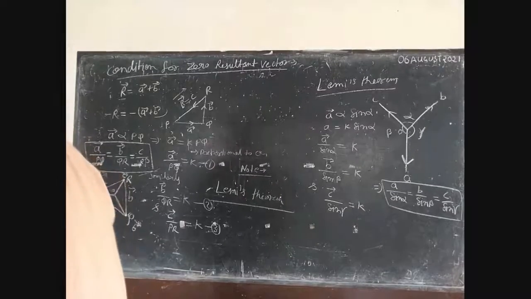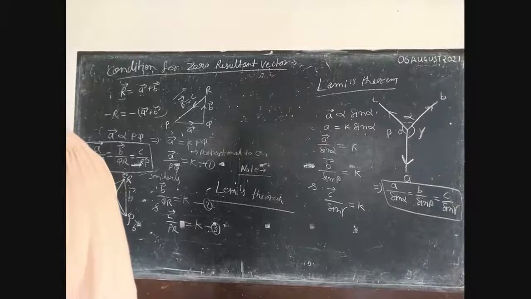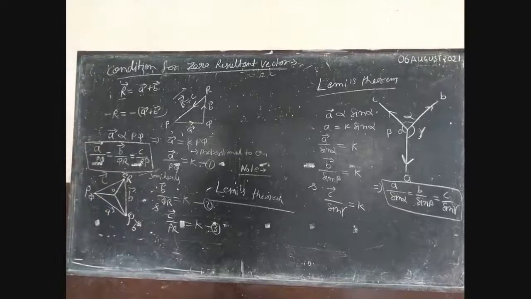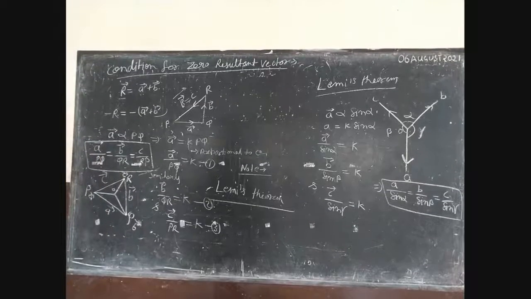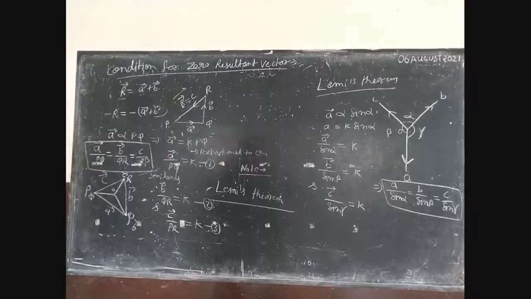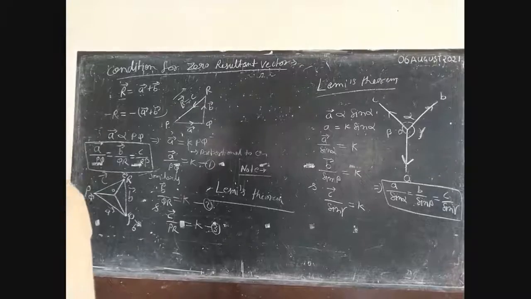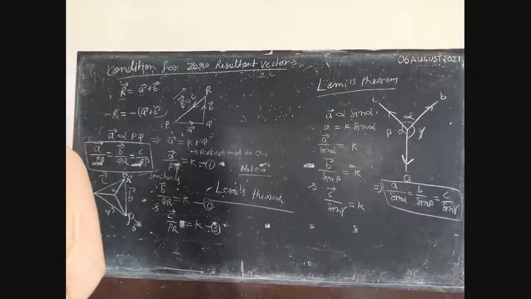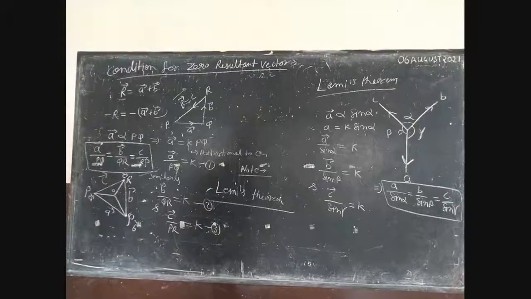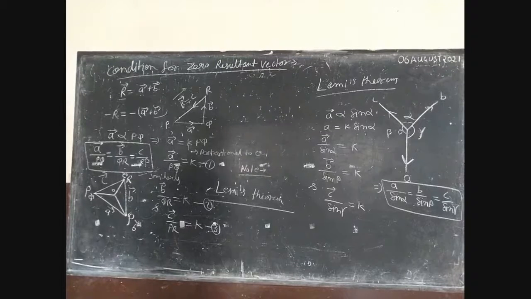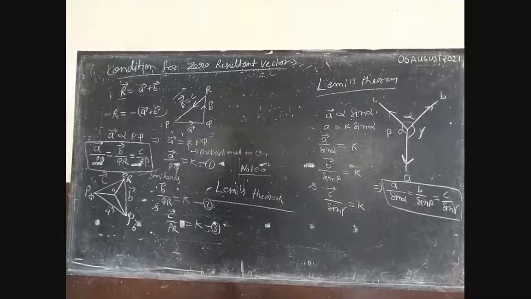And the last condition is that there is minimum potential energy of the object for stable equilibrium. These are the conditions of equilibrium of two or more forces.